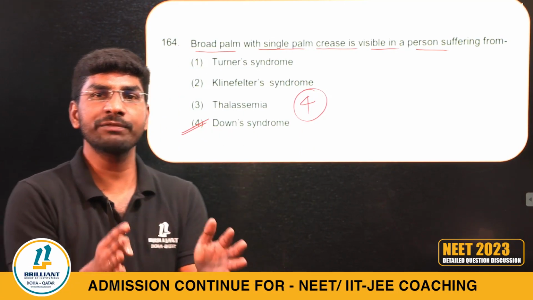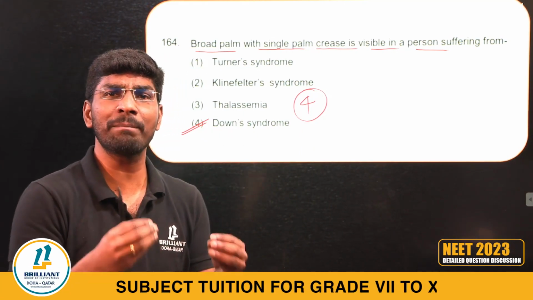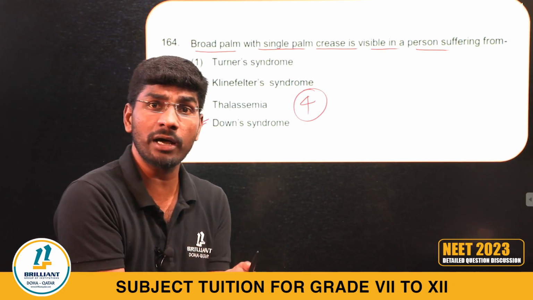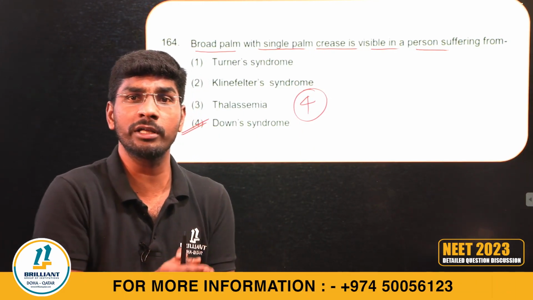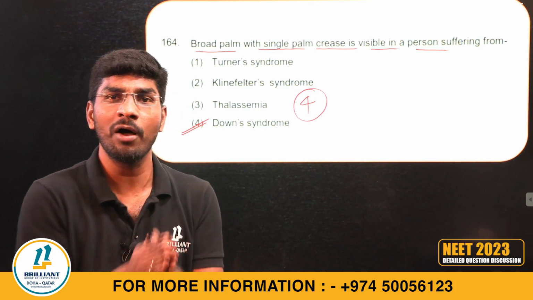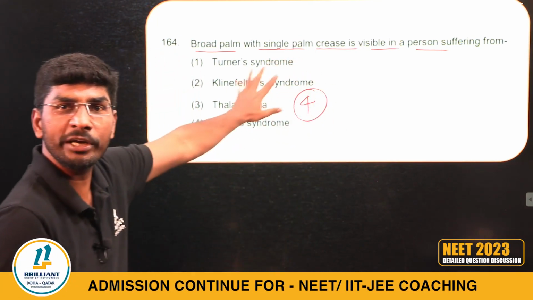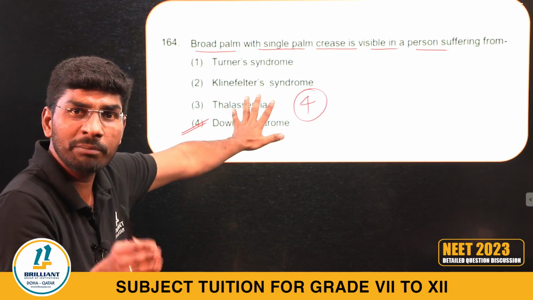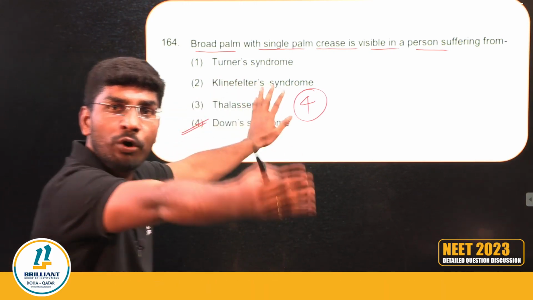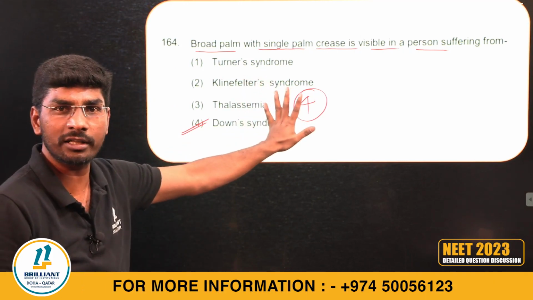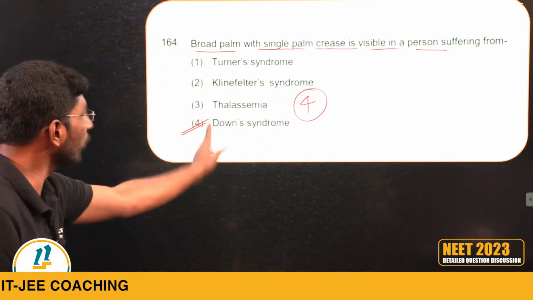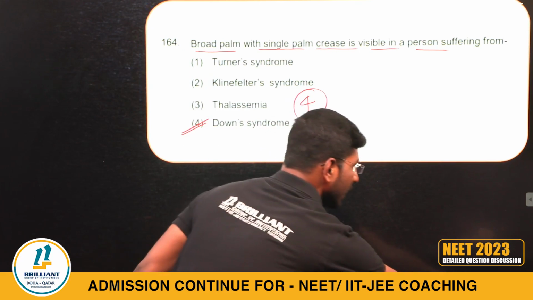Those who are serious about NEET preparation, Brilliant Education is the best platform. Before the NEET examination, Brilliant Education Institute sent 1-minute videos on Instagram and our social media, and we predicted this question. Look at how many questions are repeated. If you don't believe me, cross check the 2023 paper against those Instagram videos. 164, Down syndrome.